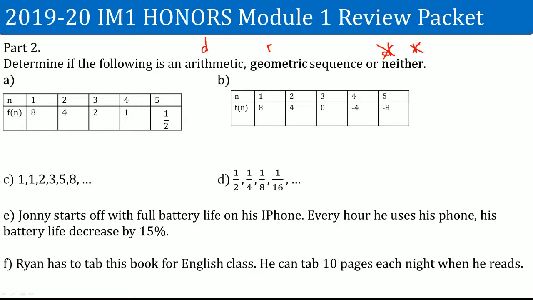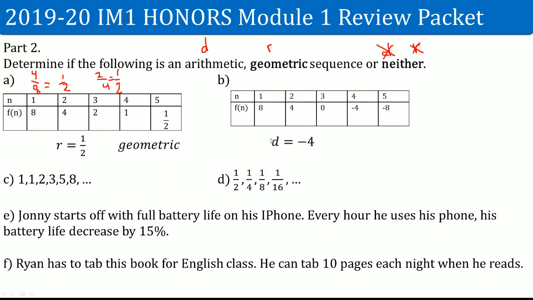All right, so the first one, you can use the formula to test it out. You should have gotten a common ratio of 1/2. If you would like to see the work, it would be 4 divided by 8, which becomes 1/2, or you can do 2 over 4, which is also 1/2. Okay, the fact that there is a common ratio, you would say it is geometric.